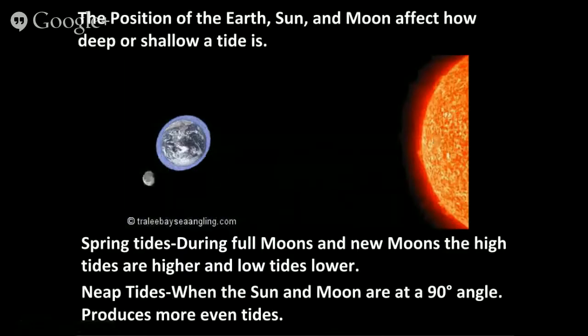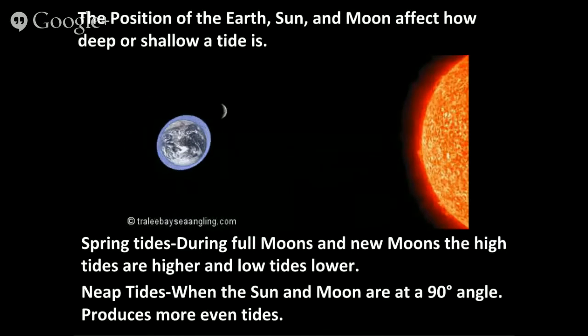The positions of the Earth, Sun, and Moon affect how deep or shallow a tide is. So the severity or extremity of our tides changes depending on the position of the Moon around the Sun. So we have 2 different types of tides. We have spring tides and neap tides. Spring tides are more severe tides. They cause higher high tides and lower low tides.